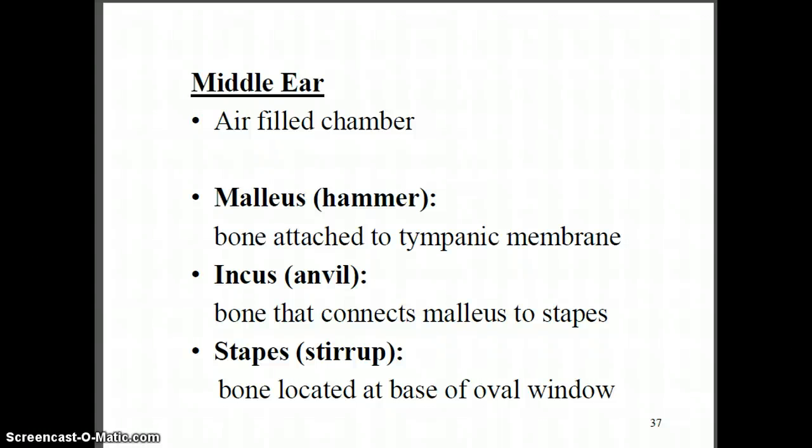The malleus or hammer is one of the three bones of the middle ear, the malleus, incus, and stapes, named hammer, anvil, and stirrup for their physical shape, as they resemble those structures. Notice that the stapes is the bone located at the base of the oval window. We'll talk more about these as we look at the mechanisms of hearing.